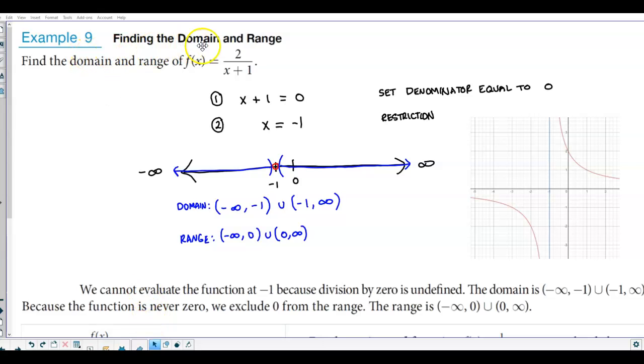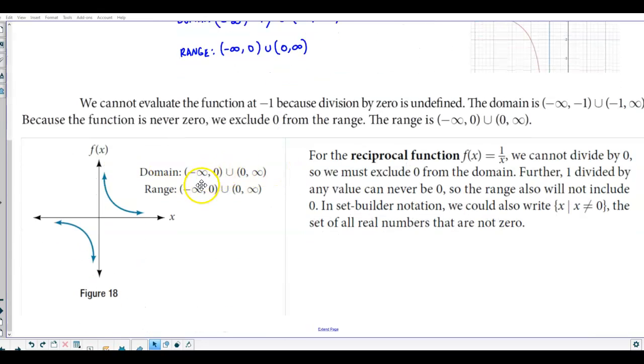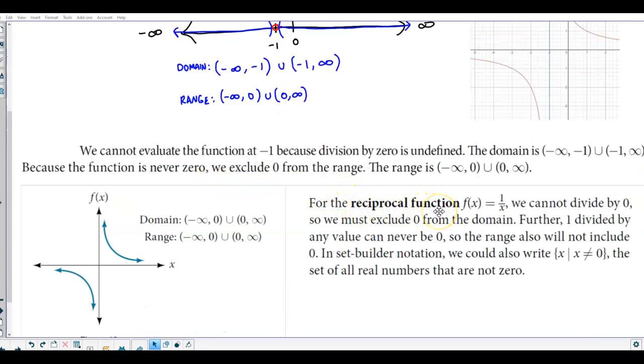Example 9, finding the domain and range. We want to find the domain and range of f of x, which is equal to 2 over x plus 1. Before we work on this, we need to look at the function and identify what kind of function it is. Well, in a toolkit, it represents a reciprocal function.